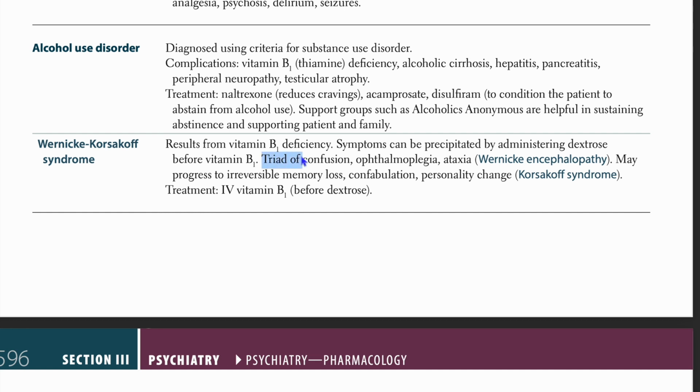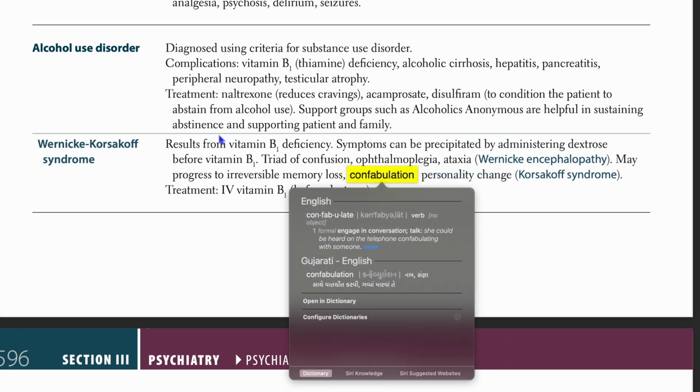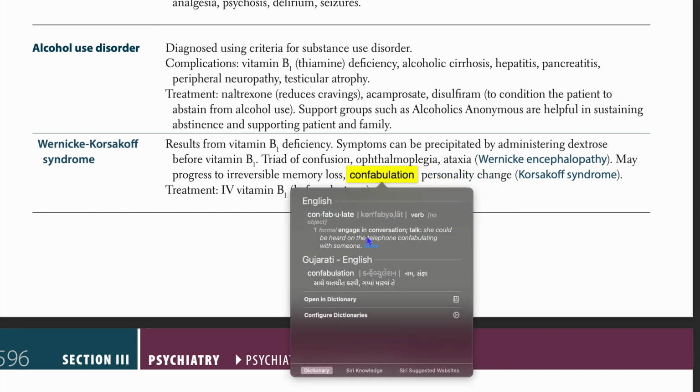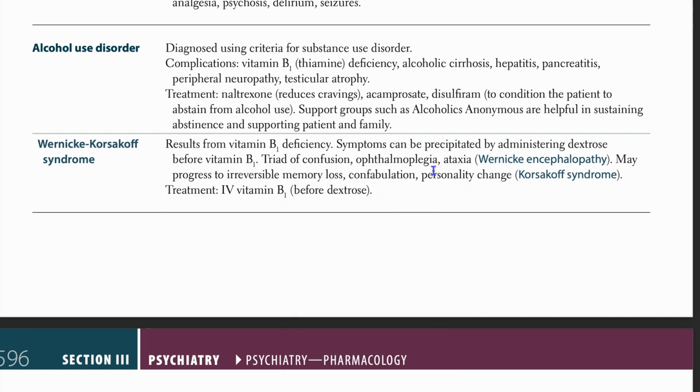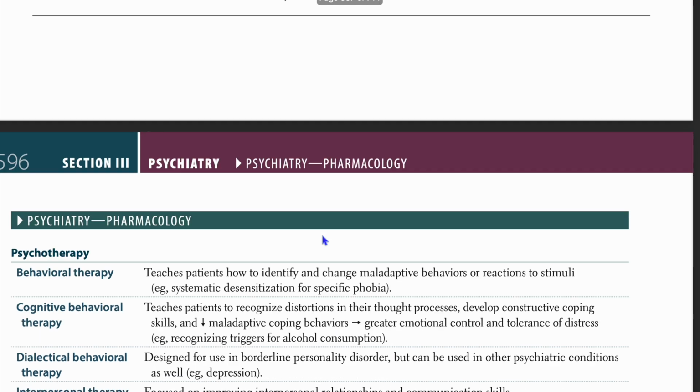So the triad is confusion, ophthalmoplegia, and ataxia. It's called Wernicke encephalopathy. It may progress to irreversible memory loss and confabulation, that's just making up stories, right? Engaging in conversation, she could be heard on the telephone confabulating, and so on. It's just making up stories. Personality changes, Korsakoff syndrome. Okay, treatment is IV B1 or thiamine before giving dextrose.